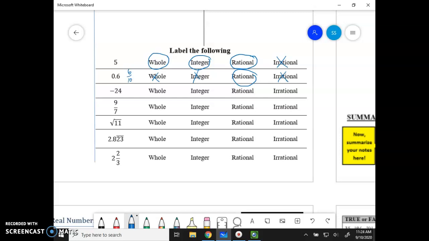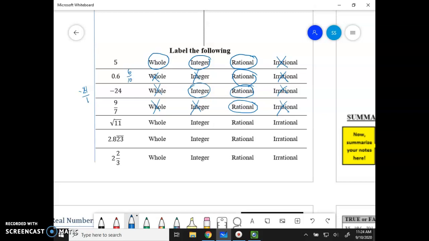-24. Is it a whole number? It's not a whole number because whole numbers are only positive. And integers are negative and positive whole numbers. So this is an integer and it is rational. We could definitely write negative 24 over 1. Right? That can be expressed as a fraction. Definitely can't be irrational. Okay, is 9/7 a whole number? No, of course not. Is it an integer? No. But is it a fraction? Yeah, even though it's an improper fraction, it is a fraction nonetheless, so it is rational.